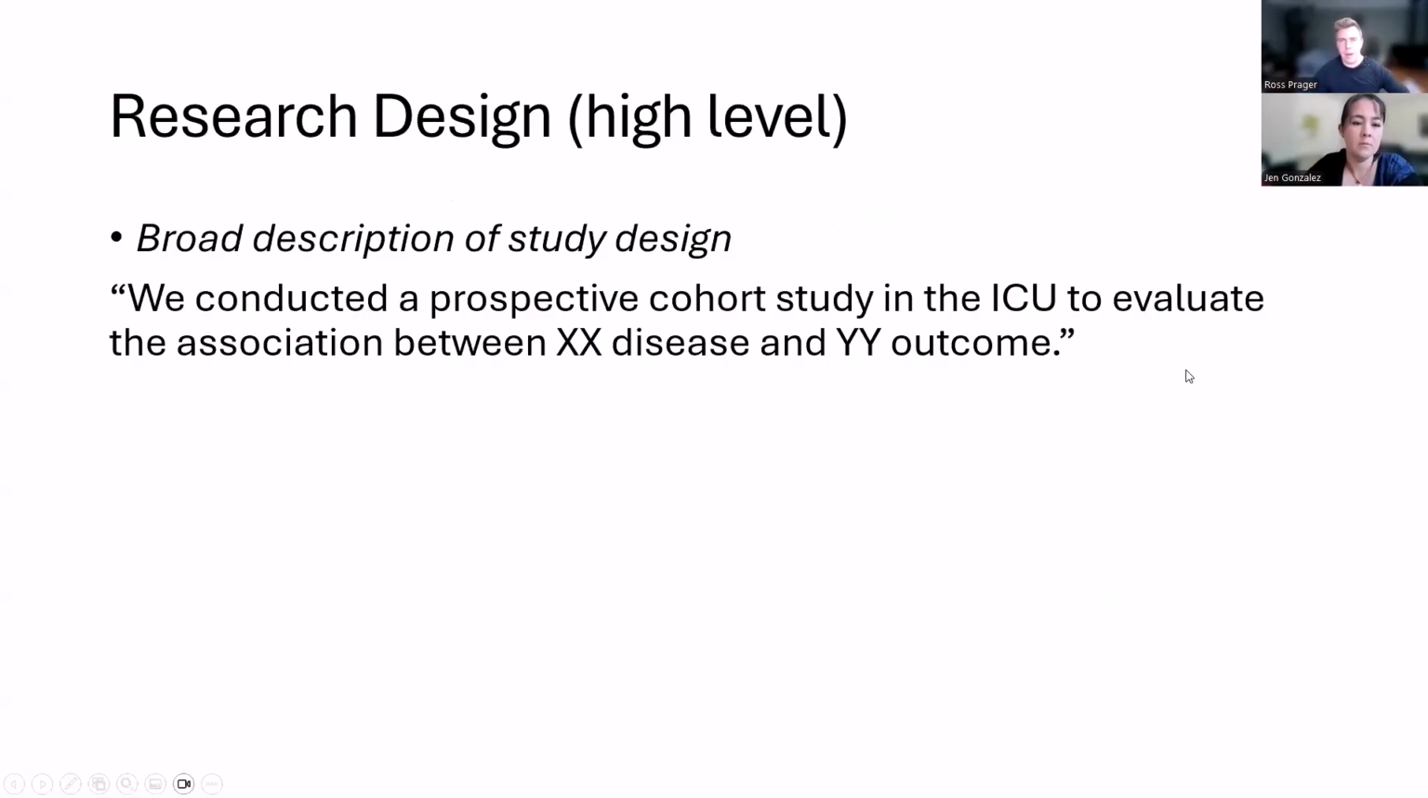So the next thing is a section on research design. And typically I like to keep this a very high level, brief description of the study, such that somebody, when they first go into your methods section, they know, is this a diagnostic accuracy study, a cohort study, an interventional study, a systematic review? And so it typically reads one or two sentences like we will conduct a prospective cohort study in the ICU to evaluate the association between this disease and this outcome. Or perhaps it would be we conducted a pilot or a phase 2 randomized control trial in the emergency department to evaluate the effectiveness of drug X compared to drug Y.